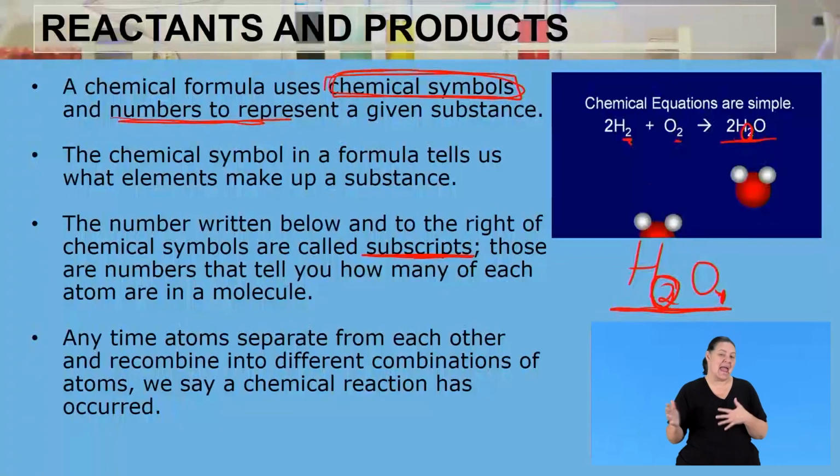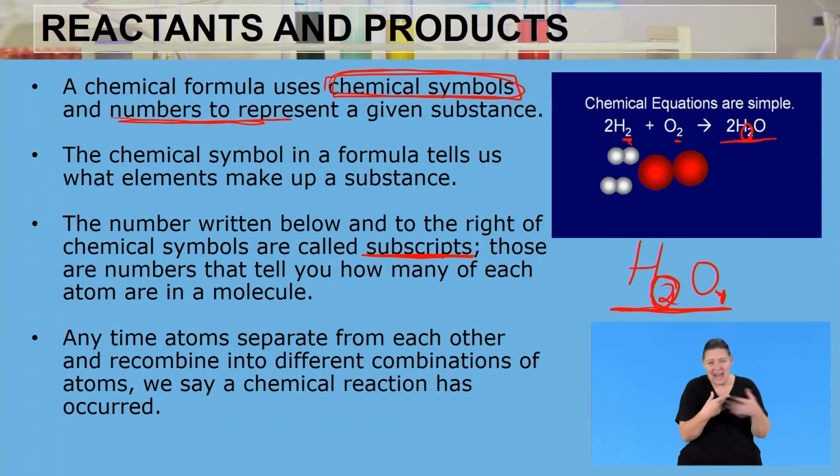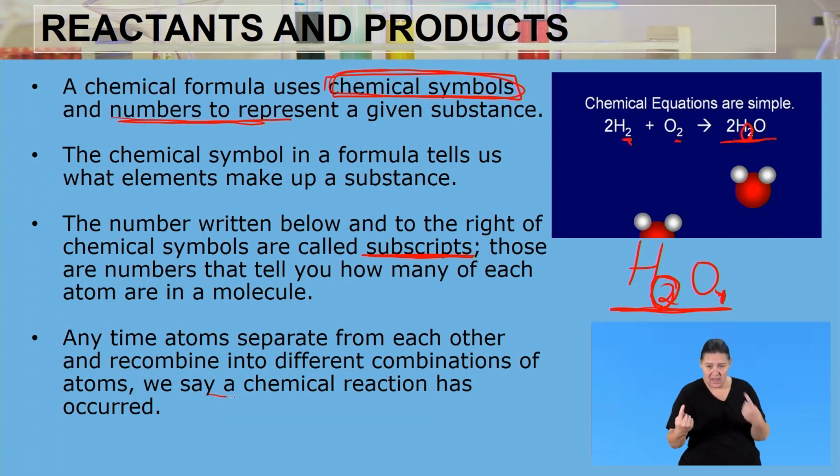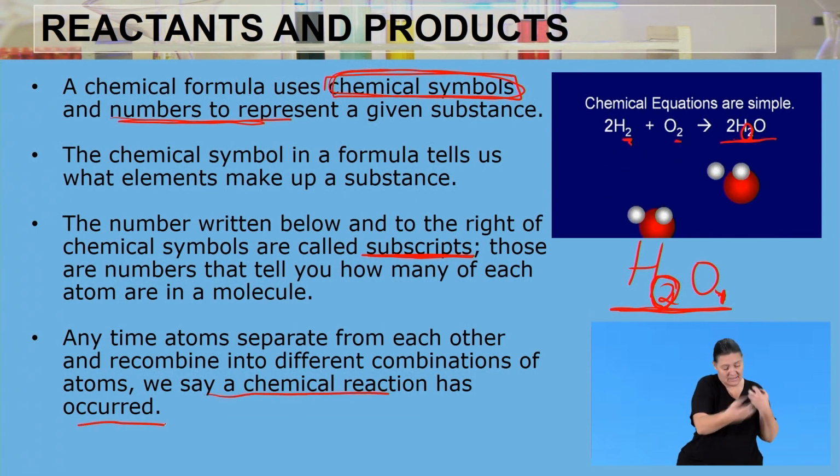Lastly, any time atoms separate from each other and recombine into different combinations of atoms, we say that a chemical reaction has occurred. So when atoms are rearranging and coming back together to form something totally new, we can say that in that particular case, a chemical reaction has taken place.